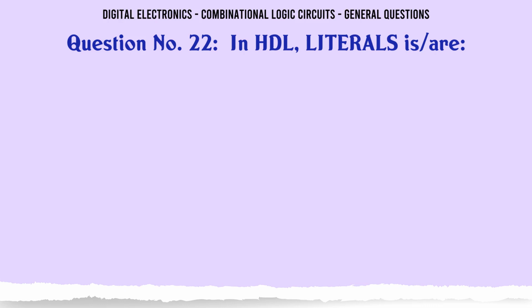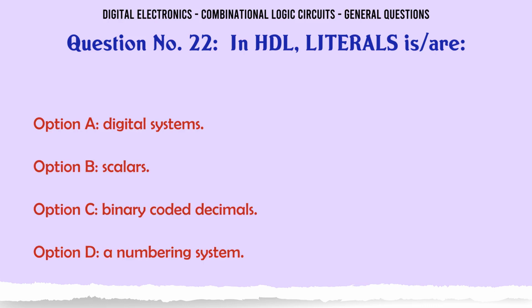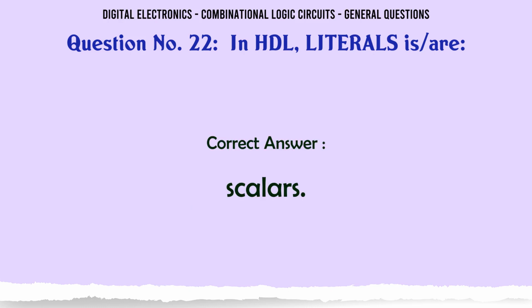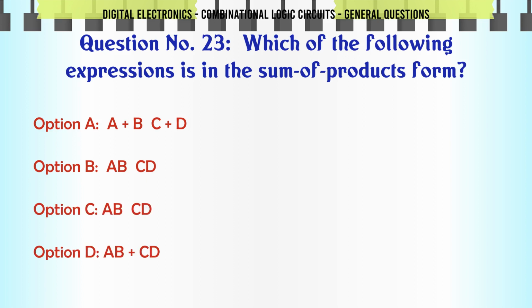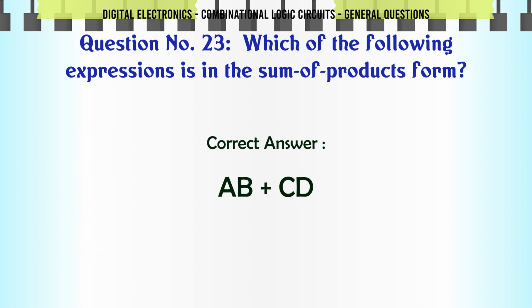In HDL, literals are A. Digital systems. B. Scalars. C. Binary coded decimals. D. A numbering system. The correct answer is scalars. Which of the following expressions is in the sum of products form? A. ABCD, B. ABCD, C. ABCD, D. ABCD. The correct answer is ABCD.